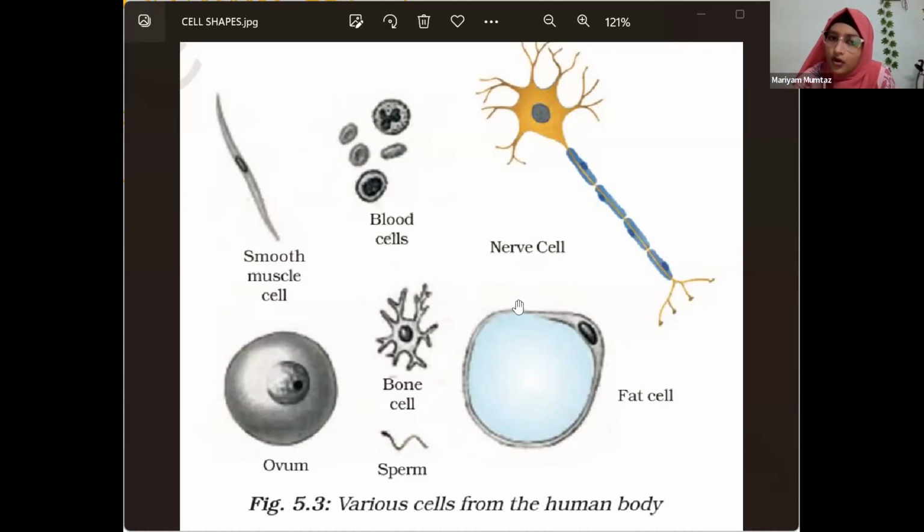So all of the cells perform different functions, right? Like ovum and sperm are for reproduction, nerve cells are for impulse conduction. Smooth muscle is for a different function. All of them have different functions and different shapes. But what is one thing common in them? They are cells. Yes.